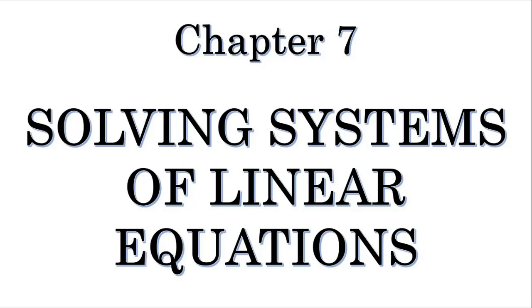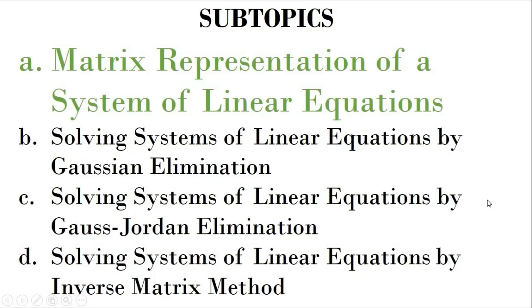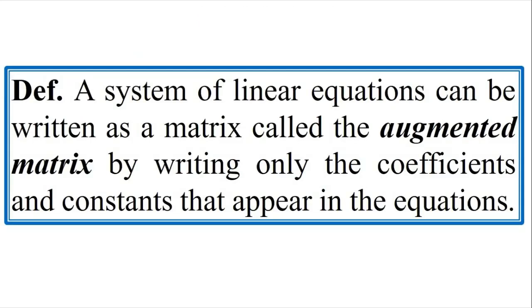Here in Chapter 7, we will be learning the different methods of solving systems of linear equations. Before we look at the first method, we will first learn how to write a system of linear equations in matrix form. Any system of linear equations can be written as a matrix called the augmented matrix by simply writing the coefficients and constants that appear in the equation.